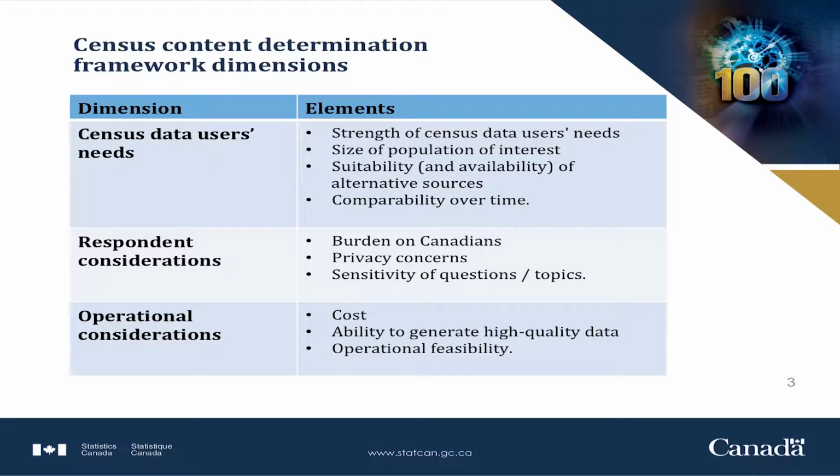So we've determined in the past that a census questionnaire of roughly 50 to 60 questions is about as much as people actually put up with before they stop responding. Of course, there are privacy concerns and sensitivity concerns around certain topics, so we take those things into account. And then finally, there are our operational considerations: the cost of collecting the information, and the ability to generate high-quality data.